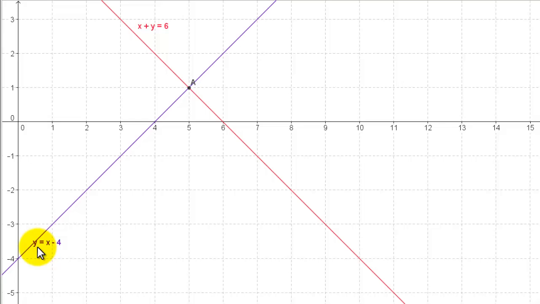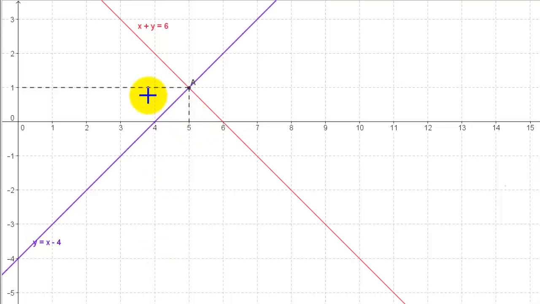It's important for us to look at a couple of line graphs before, to understand where simultaneous equations come from. Here we have the line y equals x minus 4, and here we have the line x plus y equals 6. And we see these two lines cross at the point A. If I look at the y value where they cross, that's 1, and the x value where they cross, that's 5.